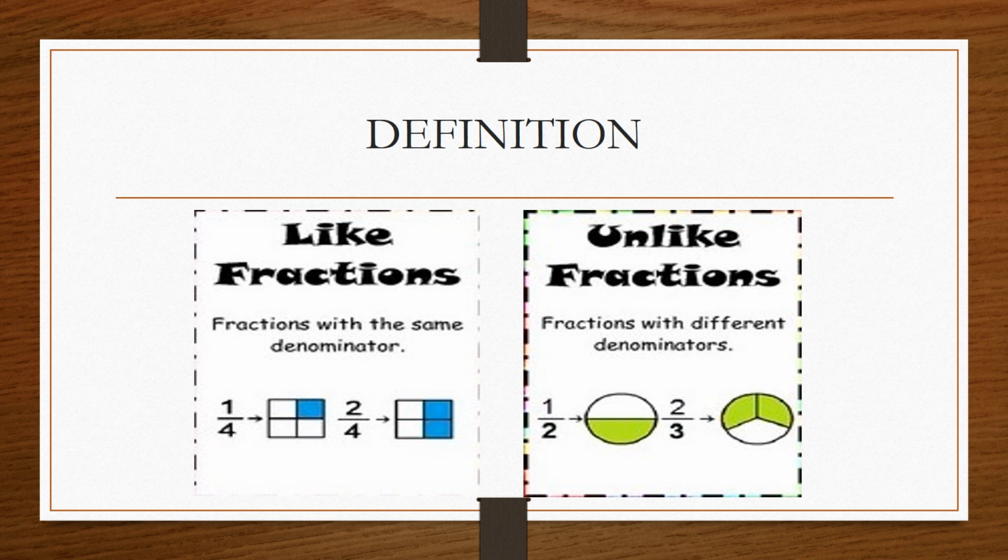Now see the definition. Like fractions are the fractions with the same denominators. Now you can see here the fractions 1 by 4 and 2 by 4. Unlike fractions are the fractions with different denominators, 1 by 2 and 2 by 3.